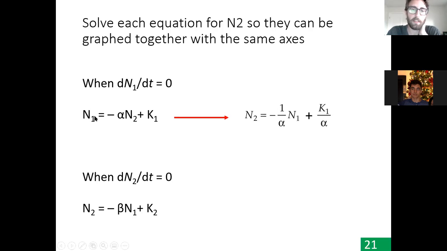Right here, I'm showing solving species 1's isocline for N2 instead. So basically just algebraically rearranging this line, solving for x instead of y. So now the y's and x's have switched. Now species 1's isocline is N2 equals -1 over alpha N1 plus K1 over alpha. And that allows us to graph both of these isoclines together using the same coordinate plane, so the same x and y axis.